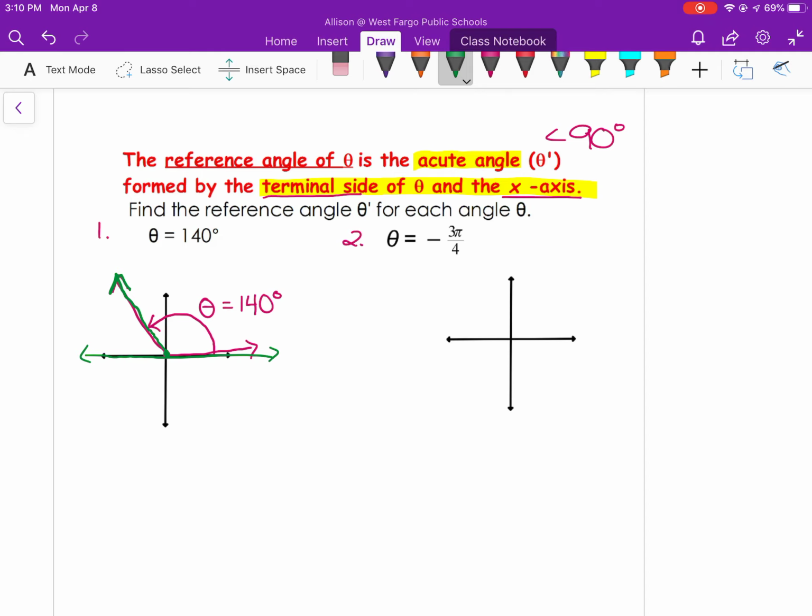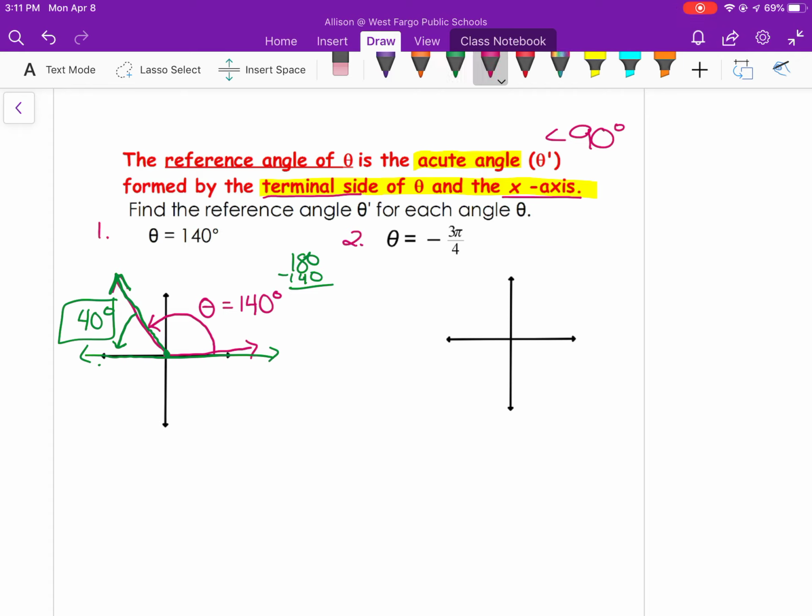So if you went from the terminal side back to the positive x-axis, that'd be 140 degrees. So that's not acute. So the reference angle will be the terminal side to the closest x-axis, which will give me the acute angle. And now I can figure out what that angle is if I think about the whole distance from x-axis to x-axis is 180. So 180 minus the 140 I already have drawn leaves me with 40 degrees. So the reference angle for 140 is 40 degrees.